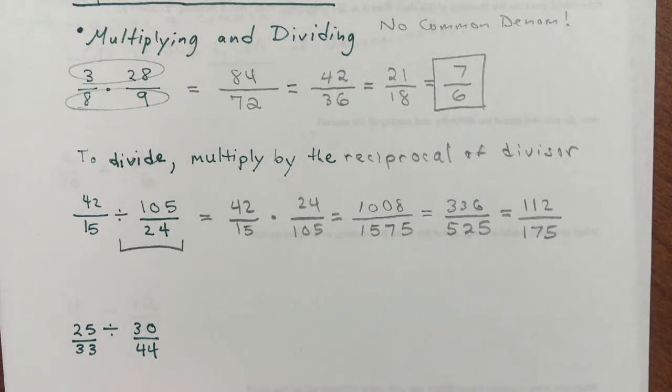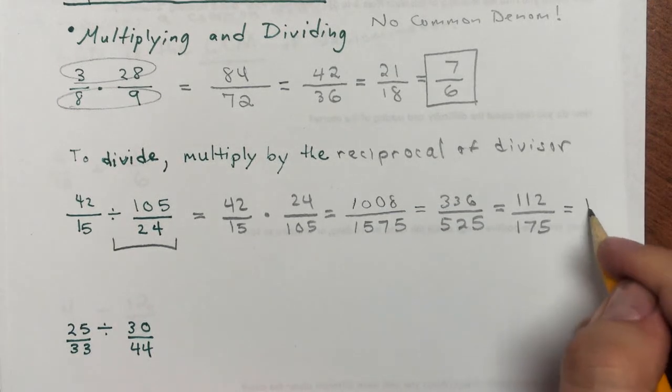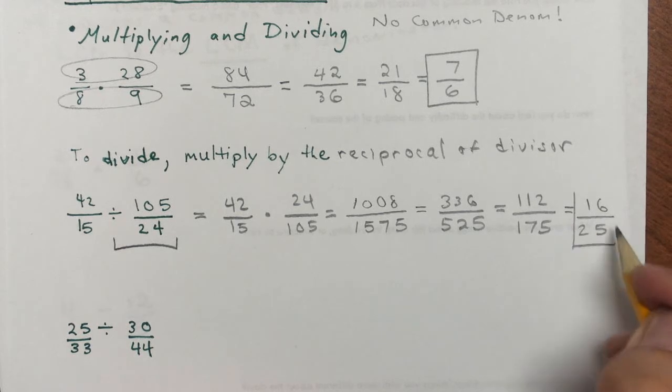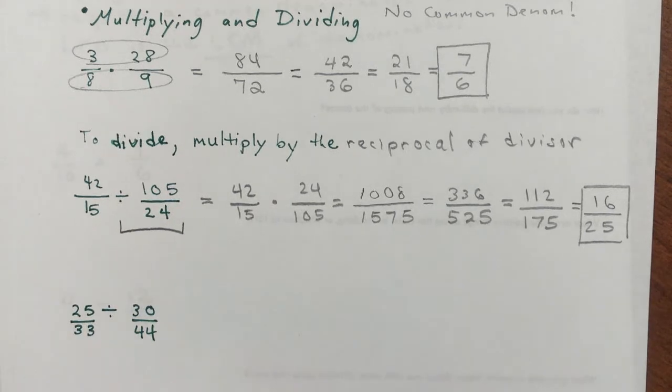And now again, I'm still not sure if this is fully simplified. I can check with 3. 3 does not divide either one. 5 does not go in, and I can check division by 7. If I divide by 7, I will get 16 over 25. So this quotient right here is 16 over 25, and I got that by multiplying across and simplifying.